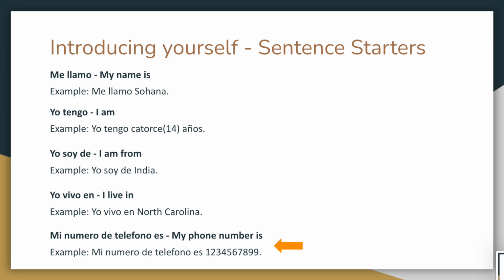And finally, the last one is mi número de teléfono es, which means my phone number is. So if I wanted to say my phone number is 123456789, then I would say mi número de teléfono es, and then the numbers.